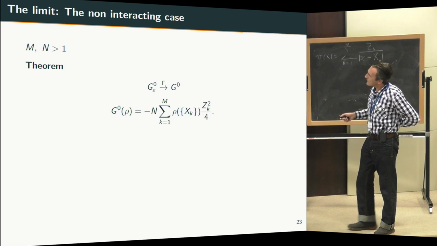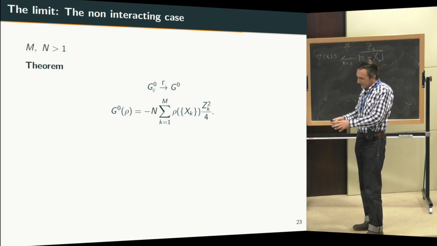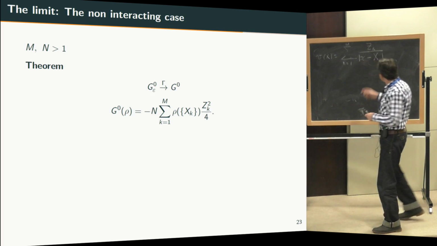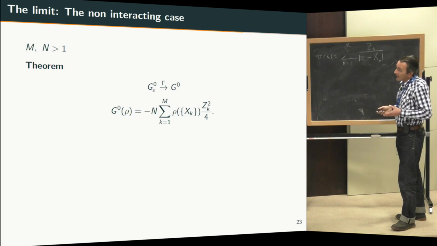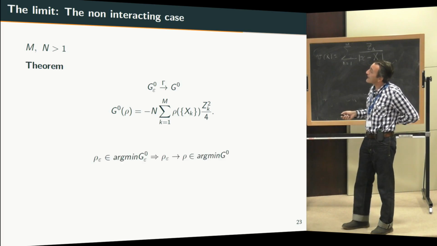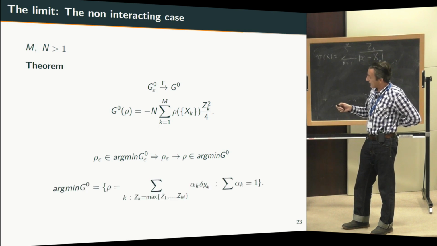Okay, so you see, in some sense, what we get is the energy of the hydrogen in each of the nuclei, and there is no interaction. But there was no interaction before too. And here you easily know which are the minimizers. Of course, if you want to minimize this quantity, you will put the maximum possible rho on the biggest zeta k, okay? Because there is a minus in front. So if you concentrate on the xk which have the bigger zeta k, you get the minimum.